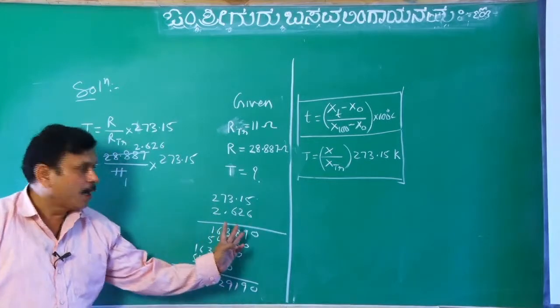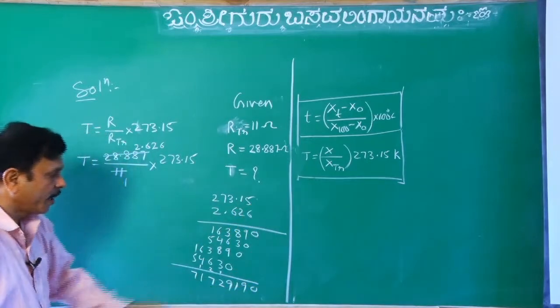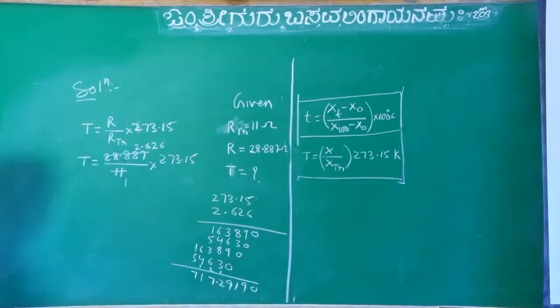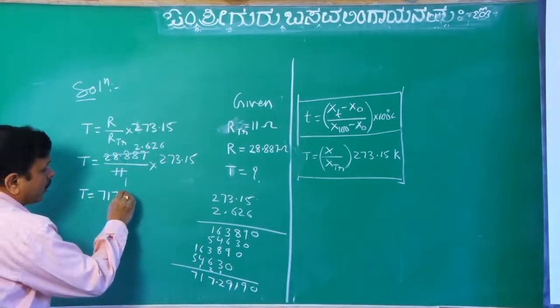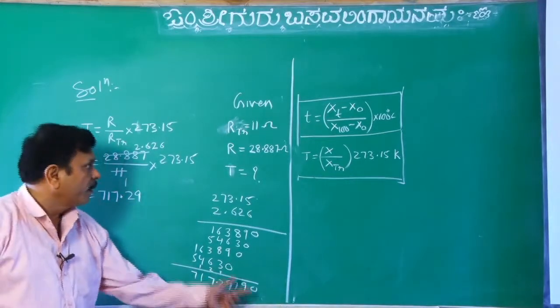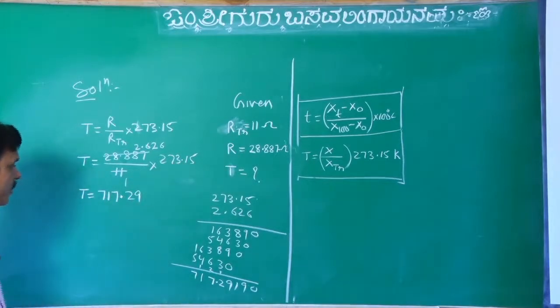Where to put the decimal point? Three digits plus two digits means five digits should be left from the right side, so the decimal point will come here. It will become T is equal to 717.29190. We will leave it there because after the two digits only the decimal point is present.